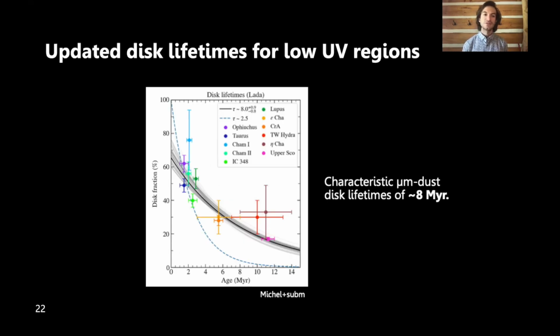This prompts us to present updated disk lifetimes for low UV nearby regions, for which we find characteristic micron dust disk lifetimes on the order of about 9 million years. And so this is significant because most of our sensitive observations are for these nearby low UV regions where we have good constraints on the accretion rate, on the millimeter dust mass, and so on.